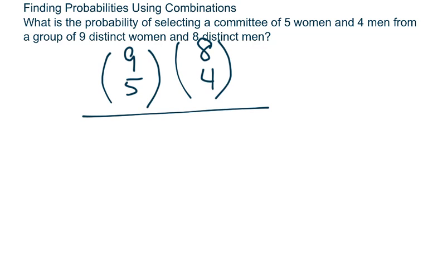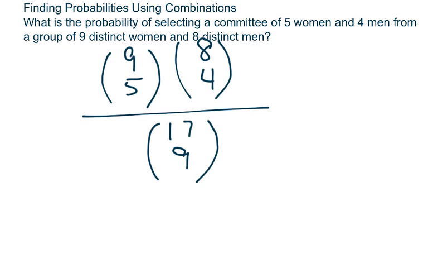We need the number of different ways for each combination, and we'll divide that by the total number of ways that we can select 9 people from 17 people. In other words, 17 choose 9.